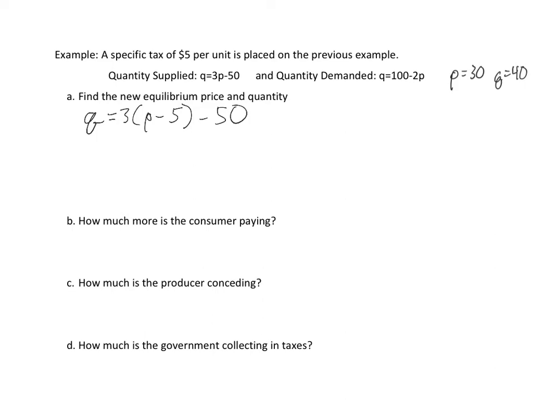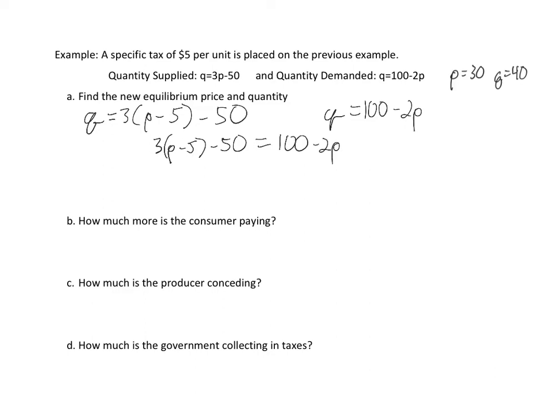And that's because, say they sold this thing for $25 or $30, the government's actually going to take $5 away. But our quantity demanded is not going to change. That will still be 100 minus 2P, because you're not going to actually see that difference in price. So now the equation that we're trying to solve is 3 times (P minus 5) minus 50 equals 100 minus 2P.